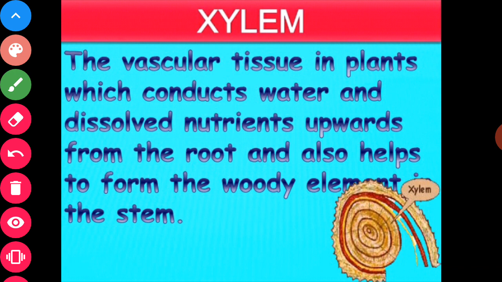How are this water and water-soluble minerals transported in plants? In plants there is a tissue called xylem, which is responsible for the transportation of water. The xylem is a tissue present in the plant that is responsible for the transportation of water and water-soluble nutrients upward from the roots to the leaves, and it also helps to form the woody elements of the stem.